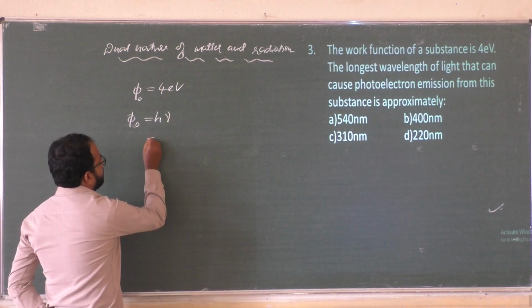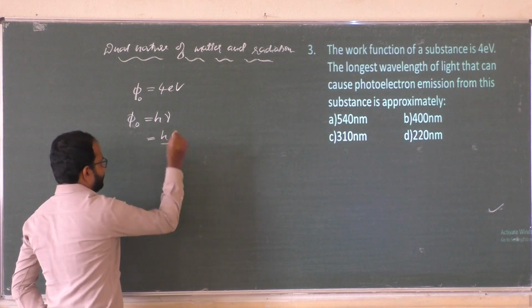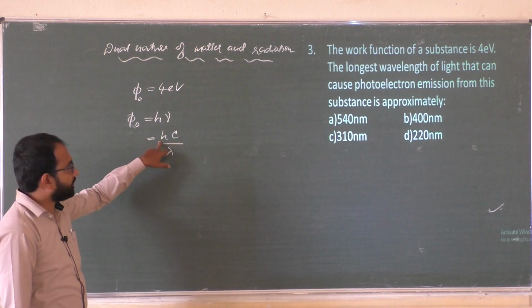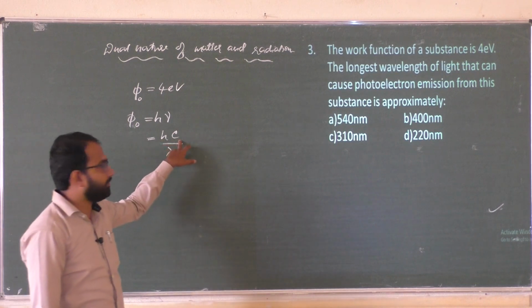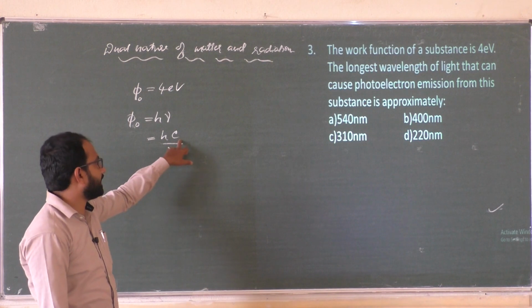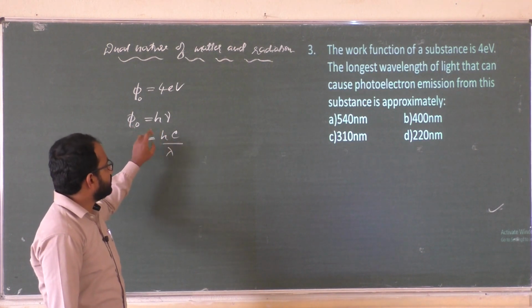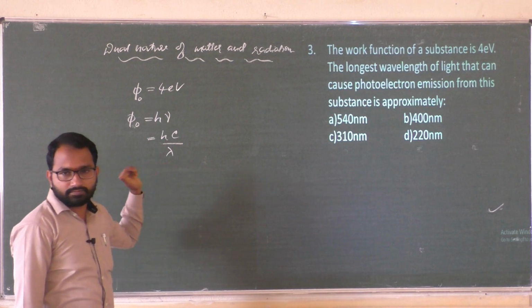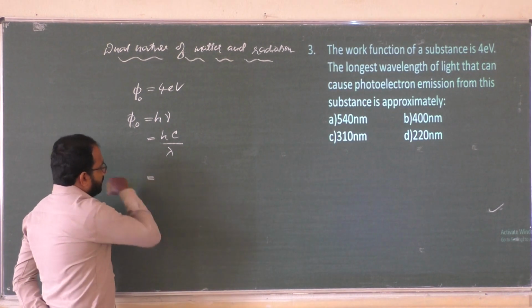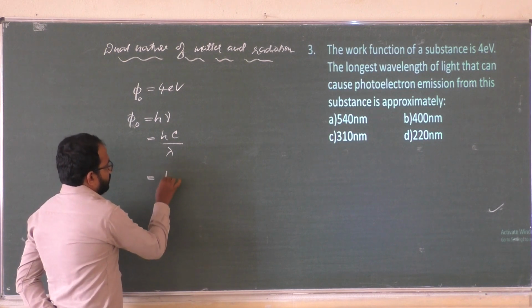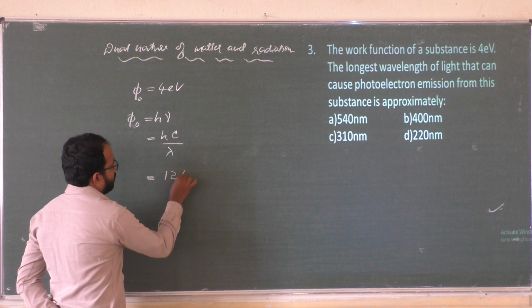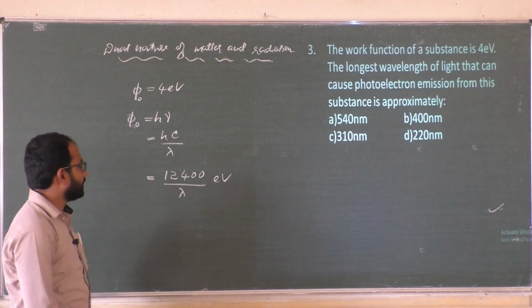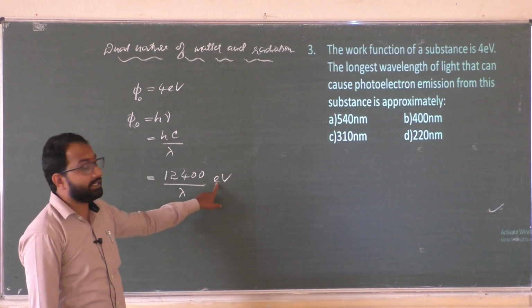So this is equal to hc by lambda. If you substitute the values for h and c, where h is Planck's constant, 6.625 × 10⁻³⁴ Joule-second, and c is the velocity of light in vacuum, 3 × 10⁸ meter/second, and if you express lambda in terms of angstrom, then the energy in terms of electron volt will be 12,400 divided by lambda, which is in angstrom, that much of electron volt.